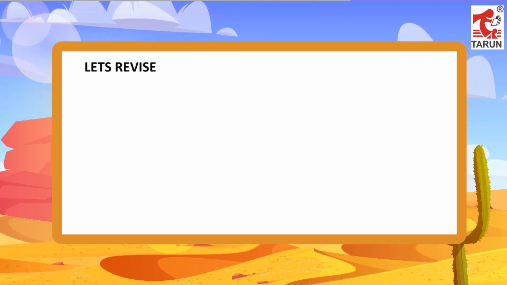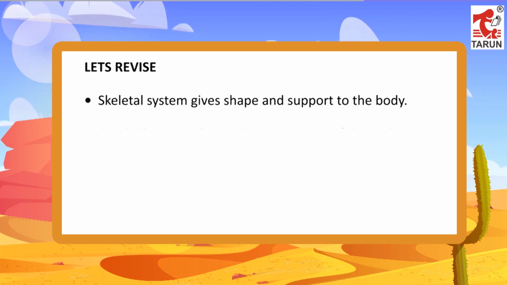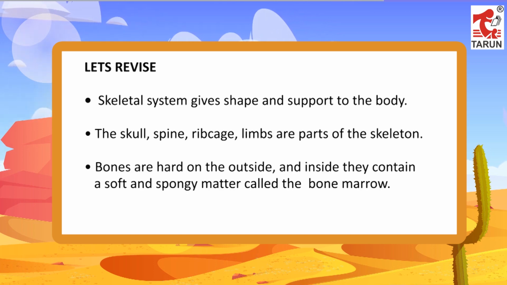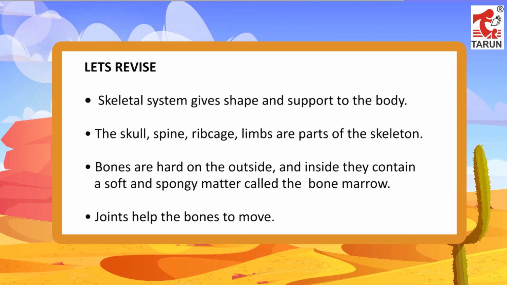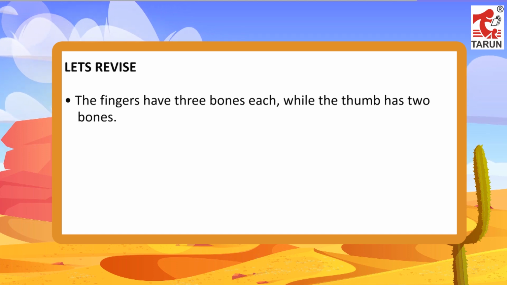Let's revise. The skeletal system gives shape and support to the body. The skull, spine, ribcage and limbs are parts of the skeleton. Bones are hard on the outside, and inside they contain a soft and spongy matter called the bone marrow. Joints help the bones to move. The fingers have 3 bones each, while the thumb has 2 bones.